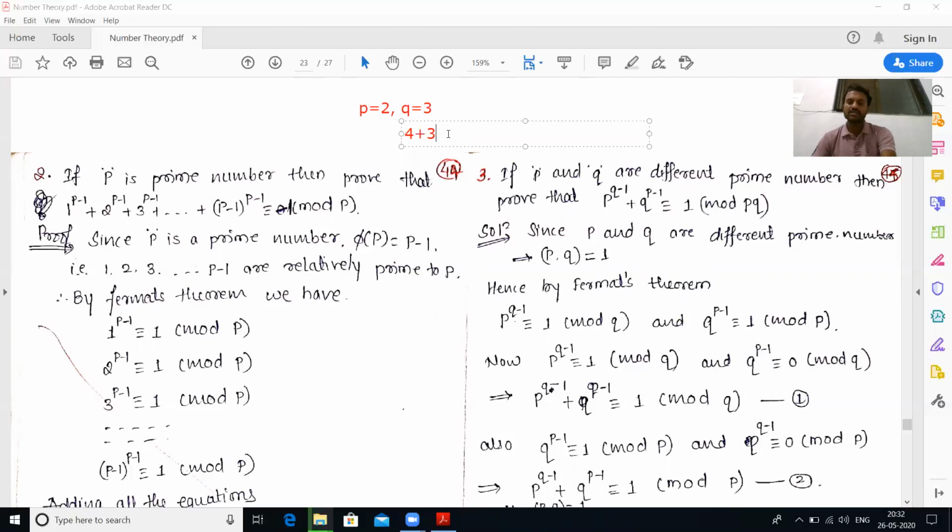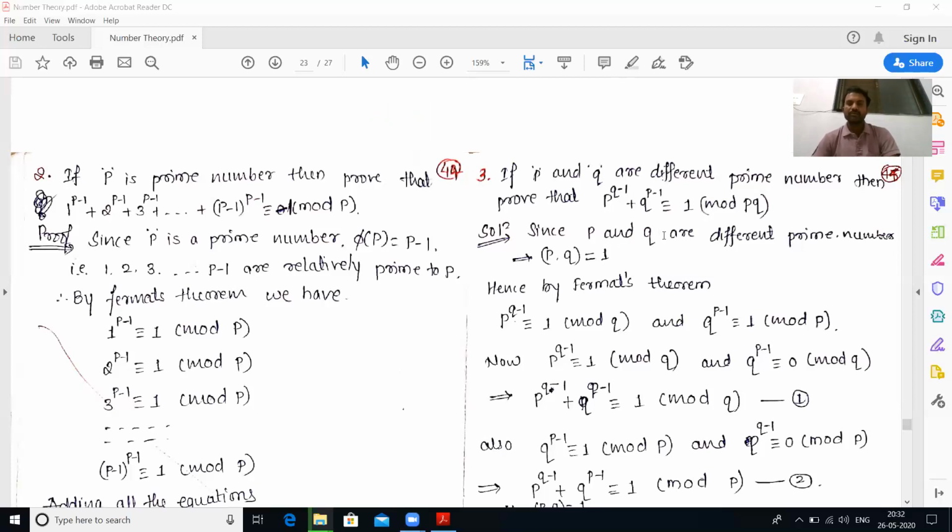So what we have here is 7. It is congruent to, when you divide this 7 by pq, where p is 2 and q is 3, pq is 6. 7 divided by 6 leaves remainder 1. So this 7 is congruent to 1 mod pq, that is 6. Not only for this one, for any two different prime numbers we consider, we get this result. So that will prove it theoretically also.